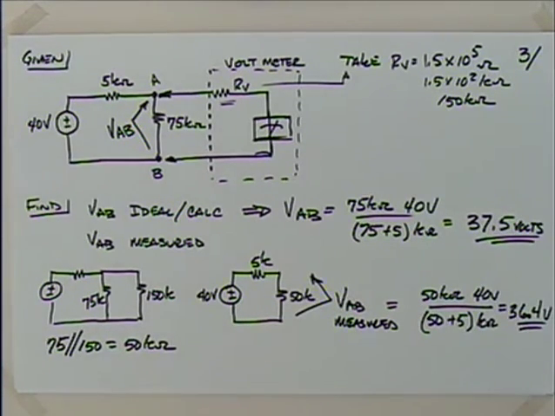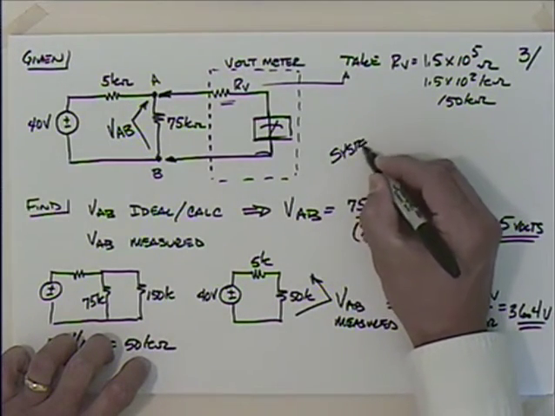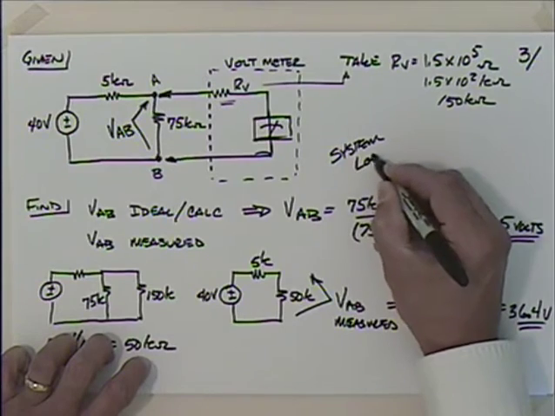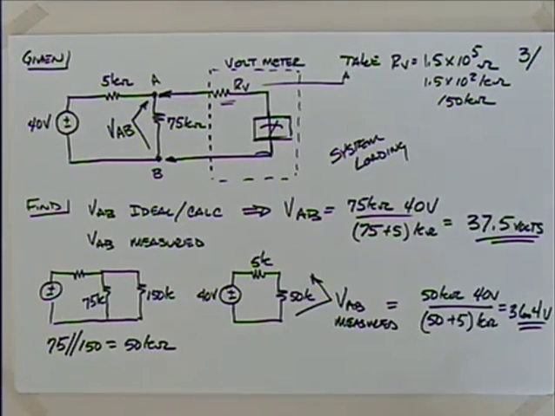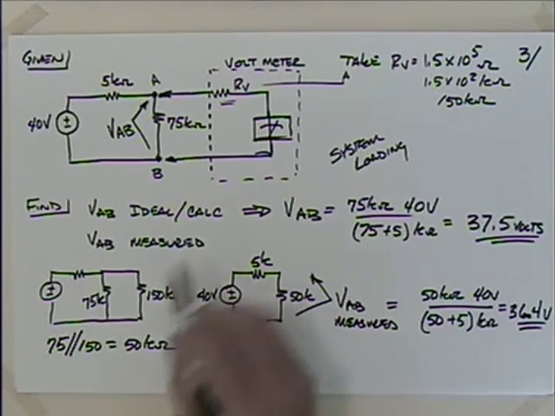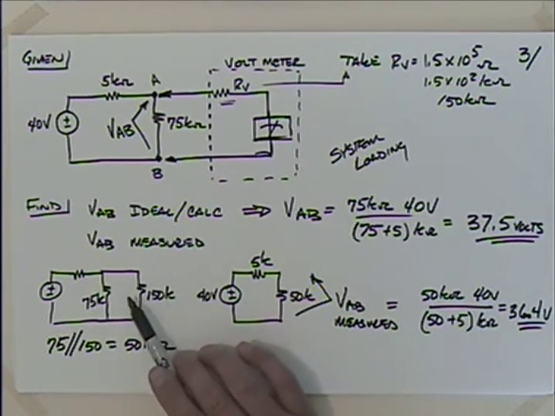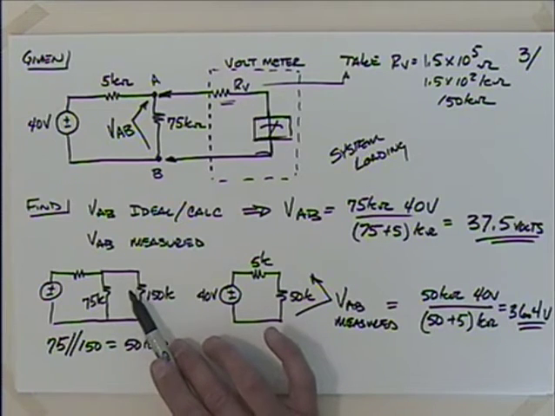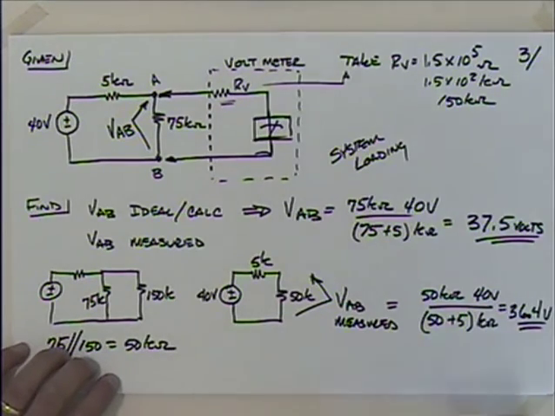Now this is really a good example of system loading. It's a good example to use our tools of parallel resistance and voltage division and things like that, but it's a good example of system loading. Do you have to worry about this so much when you go to the lab? You've got to think about it. It needs to be in the back of your mind.